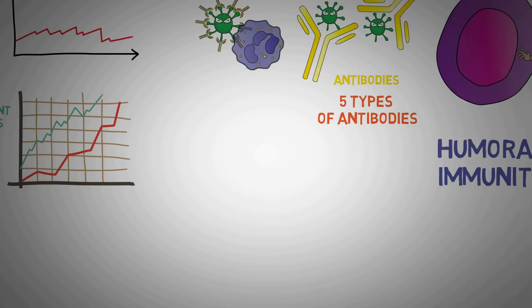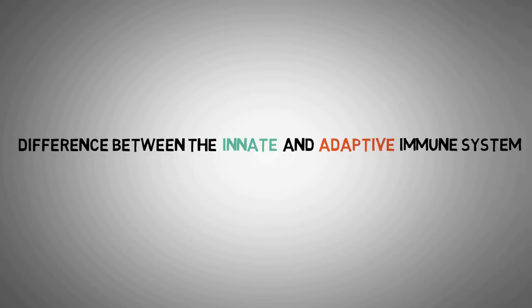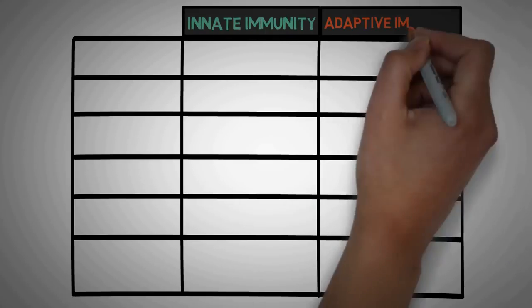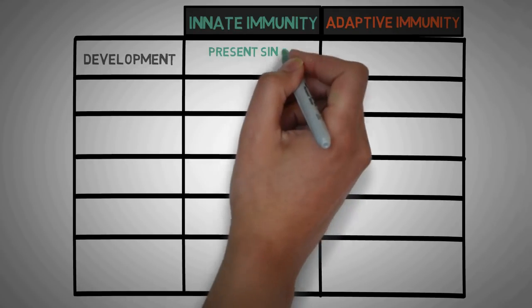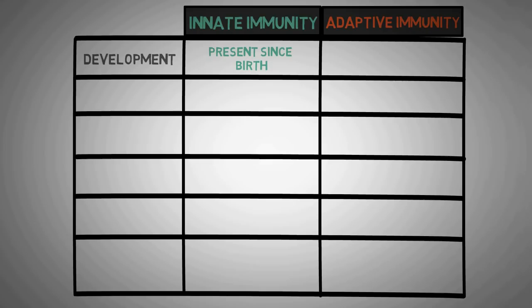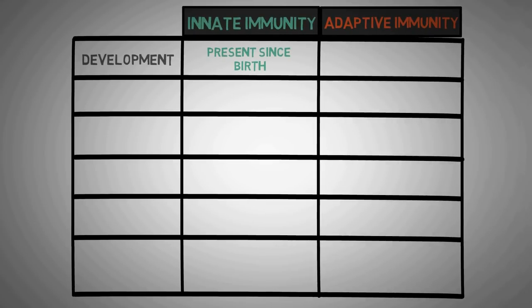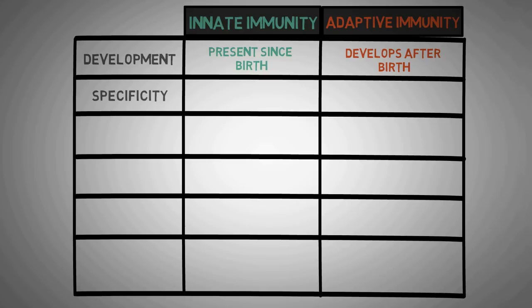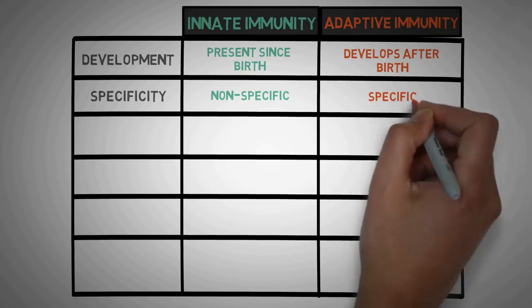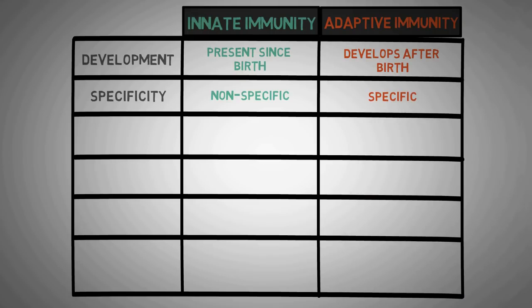The last section of our basis of immune system will be the differences between the innate and adaptive immunity. When we look at how each type of immunity develops, the innate immunity is something that is present since our birth, while the adaptive immune system is a type of immunity that develops after we are born. Talking about specificity, the innate immunity is non-specific, whereas the adaptive immunity is very specific. And I hope you are clear with the meaning of the word specificity here.